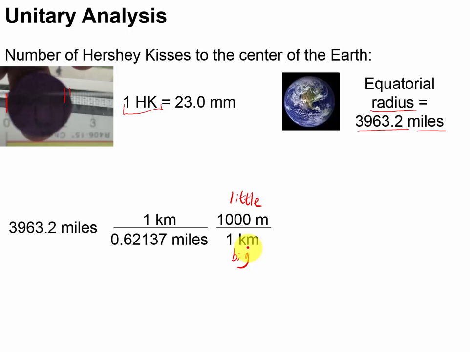We're now going to convert things to be in millimeters. For that, I need to use another conversion factor. 1 meter equals 1,000 millimeters. I want meters to be on the bottom so it'll cross cancel.